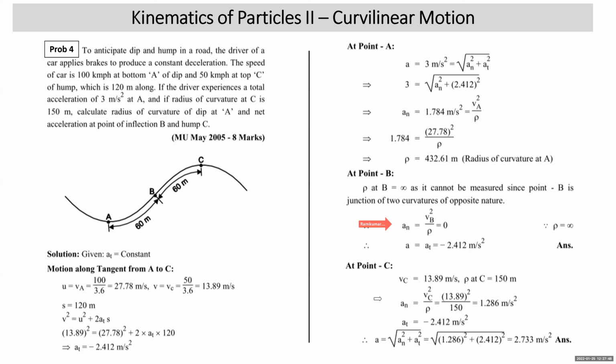Then we come to point C. At point C, velocity at C is given to you, 13.89. Radius of curvature is given, so I can find normal acceleration, that is VC square upon rho. Substitute the value of VC and rho, you get normal acceleration. Tangential acceleration throughout is the same from A to C. So total acceleration is square root of An square plus At square. Substitute the value of An and At. You get the resultant acceleration at C, which comes out to be 2.733 meter per second square.